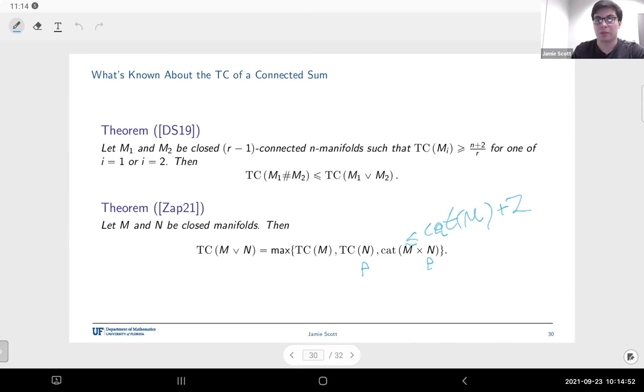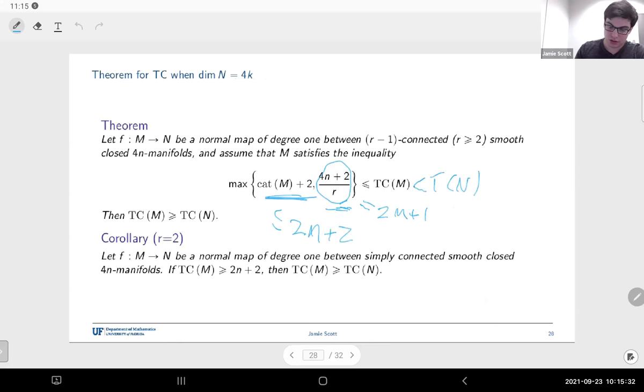And if the TC of M is at least 2, then the TC of N right here, so we have TC of M is greater than or equal to the cat of M plus 2, which is going to be greater than or equal to 4 in this case. And the TC of P, since it's 2n minus 1 connected, is at most 4. So that's enough for it to dominate P as well. And so that's what this bound does. And then the other bound, this n over n plus 2 over r, that gives us this first bound right here.